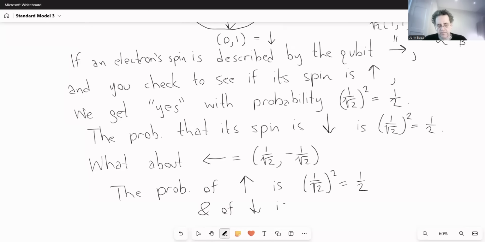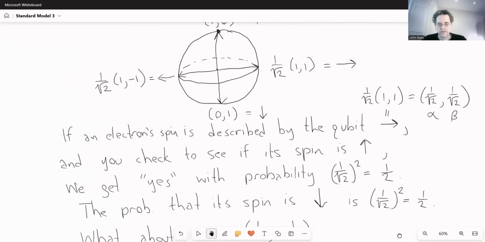And for down, well, now we've got a minus sign there. So we get minus 1 over square root of 2, squared. That's the only difference between this and last time. But when you square a minus sign, it goes away. So we still get 1/2. So we found two different states of the electron that both give you the same probabilities of being either spin up or spin down. That's freaky and true.